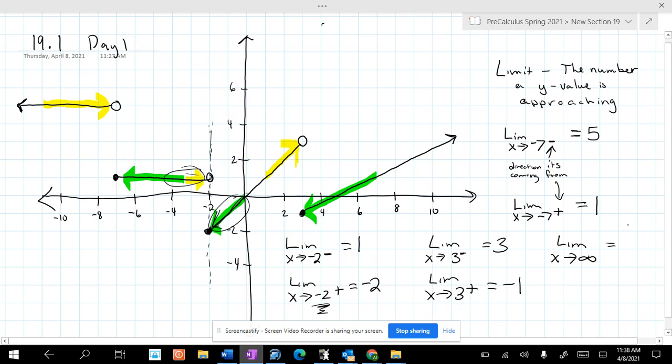Infinity. What's the y value as you keep going up? It's going to keep going up infinitely.